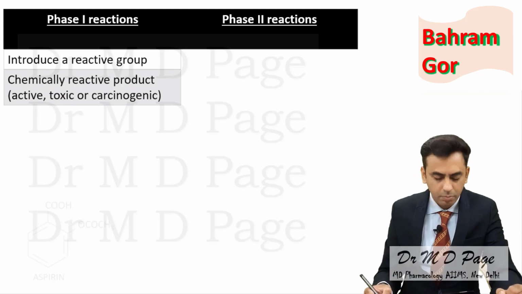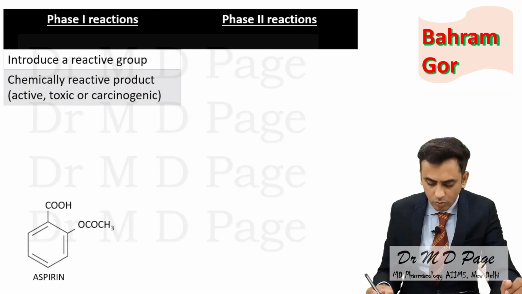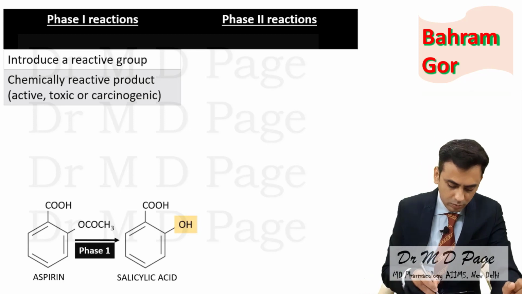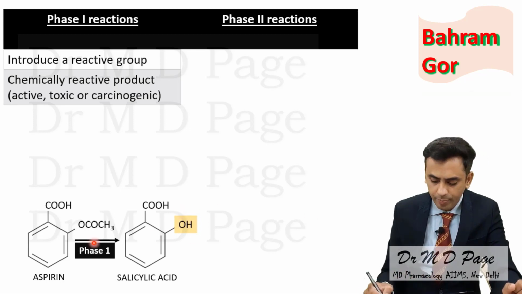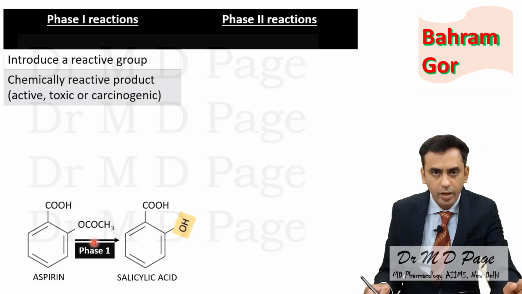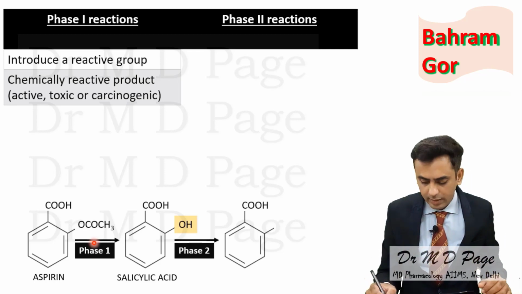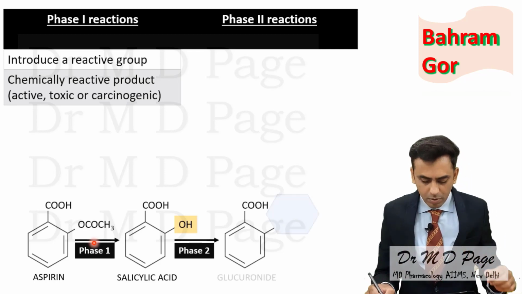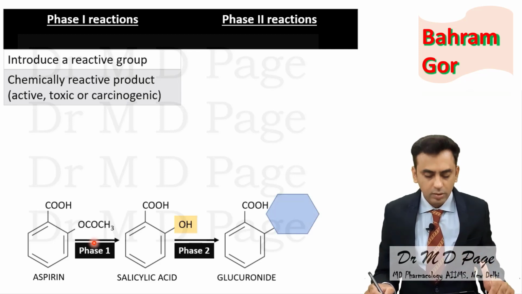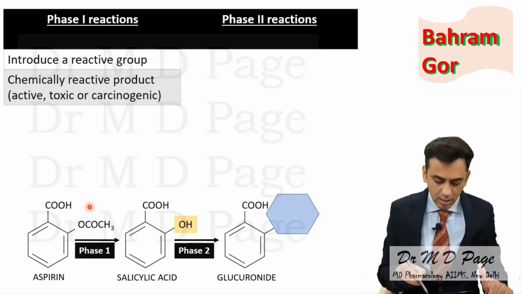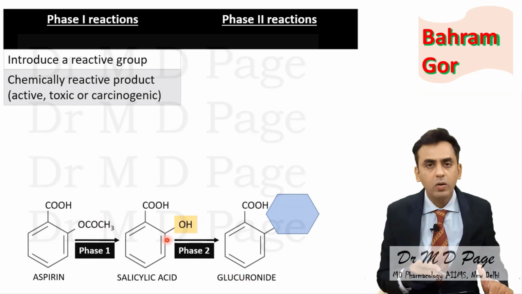So consider this example. This is the structure of aspirin. What we did, we added a reactive group. After phase 1 reaction, this is the reactive group which we have added. After phase 2 reaction, what will happen? Instead of this reactive group, we will add a bigger molecule at that place, for example glucuronide. So this is glucuronide conjugation. In phase 1 there is hydrolysis of aspirin, and in phase 2 there is glucuronide conjugation.